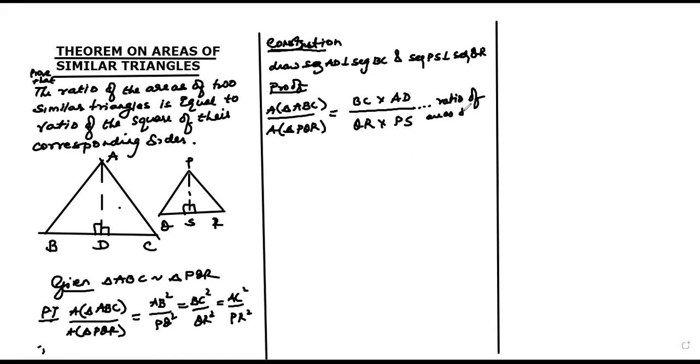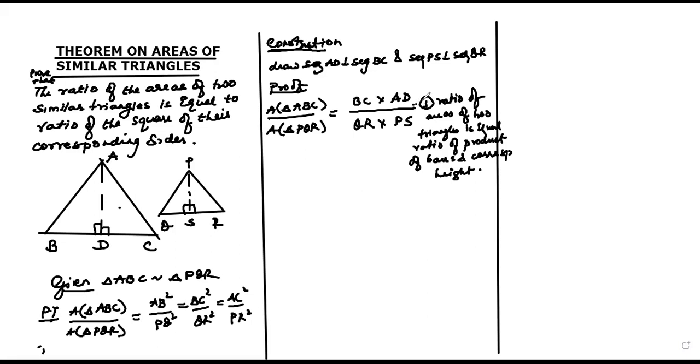Ratio of the areas of two triangles is equal to the ratio of the product of bases and corresponding heights. I call this statement number 1.